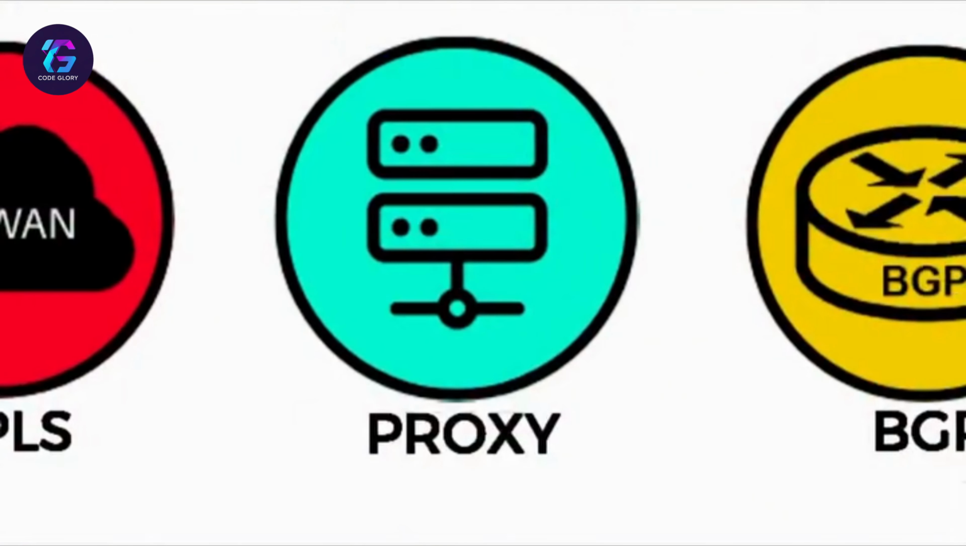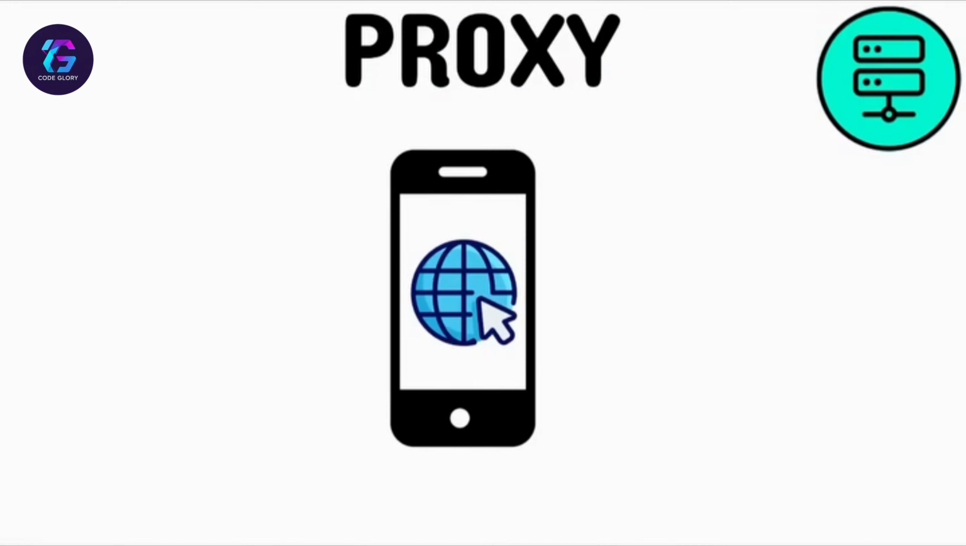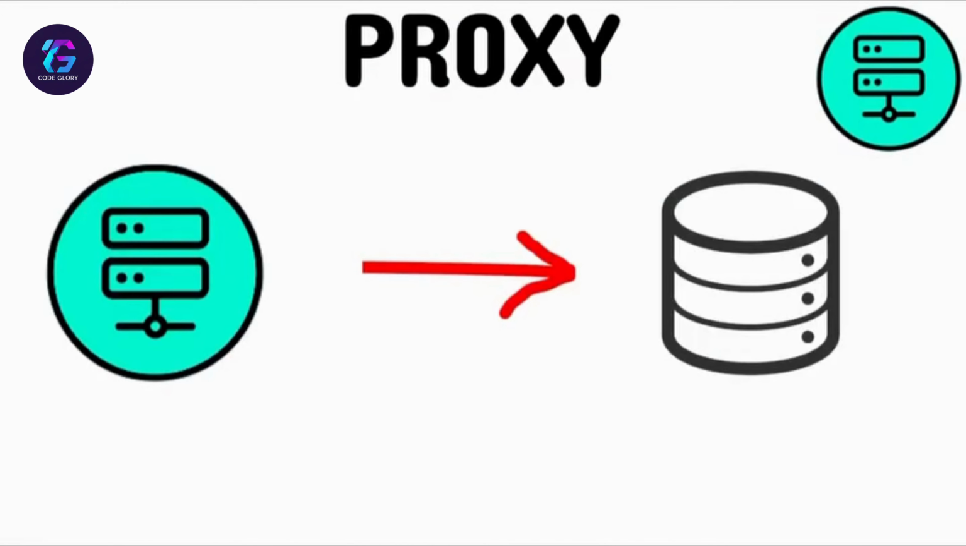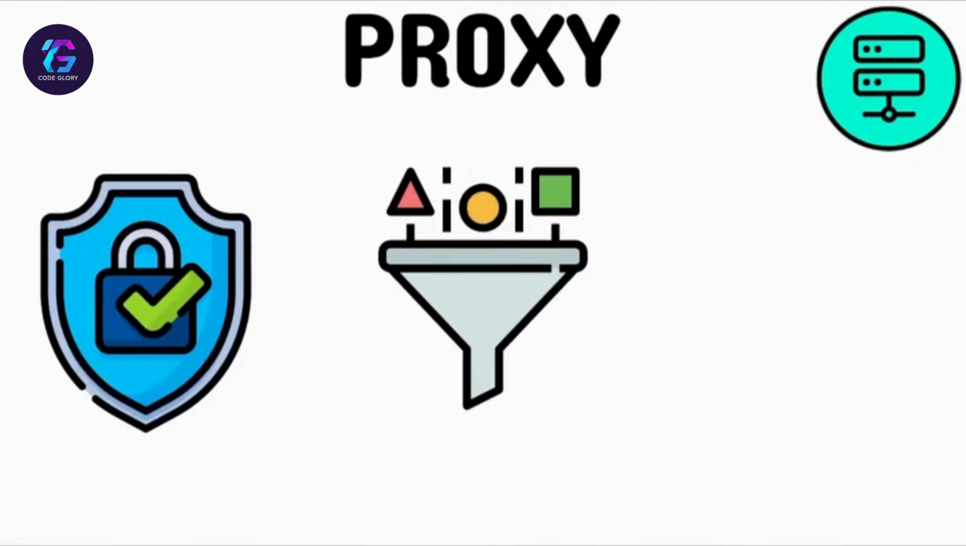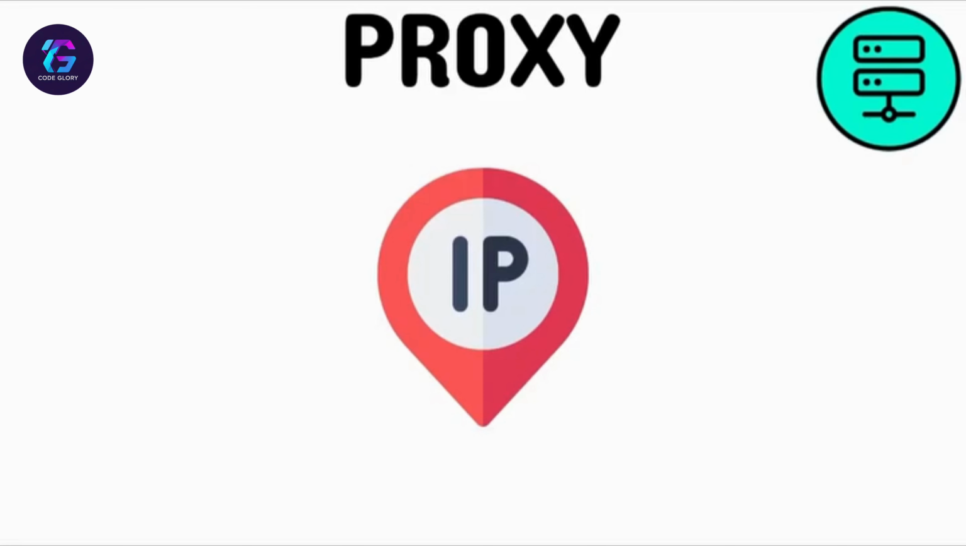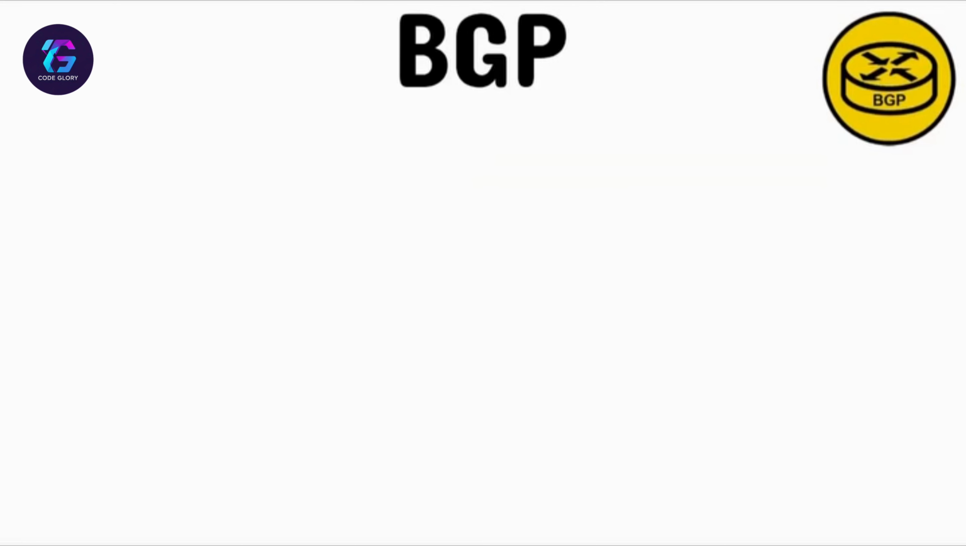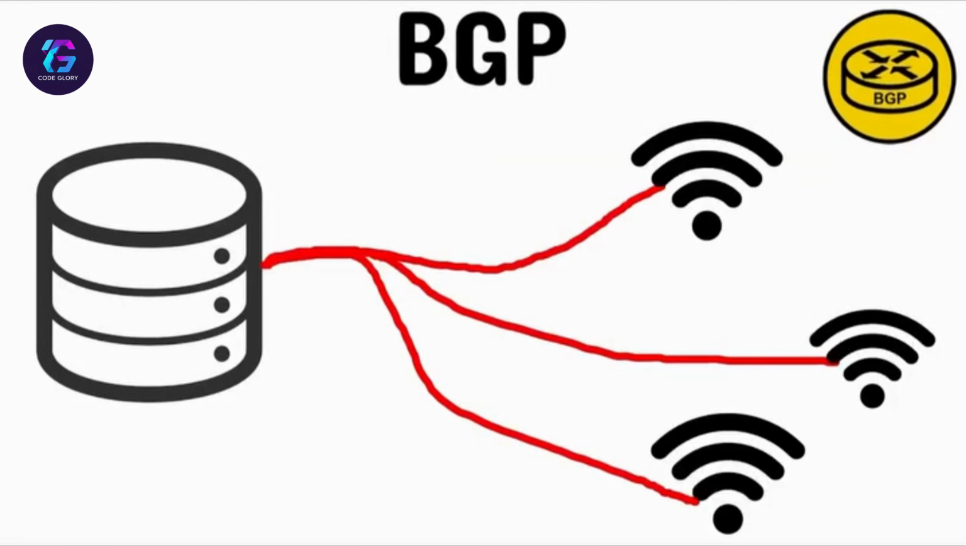A proxy server acts as an intermediary between your device and the internet. When you connect to a website through a proxy, your requests are sent through the proxy server, which fetches the data and returns it to you. Proxies are often used to increase privacy, filter content, and cache frequently accessed web pages for faster browsing. They can also help bypass geographical restrictions by masking your IP address and making it appear as though you're browsing from another location.